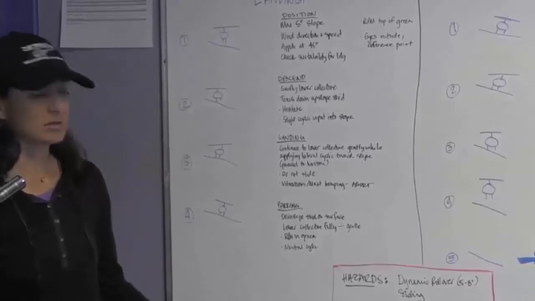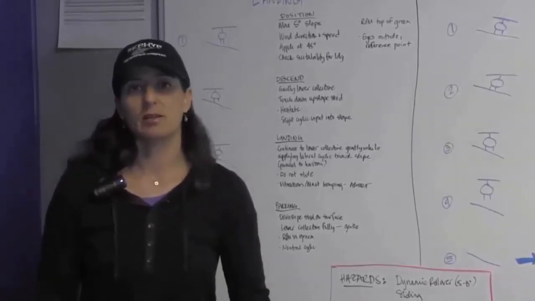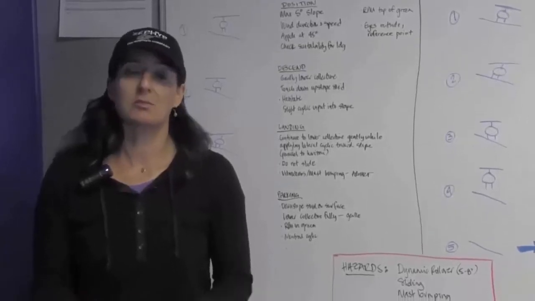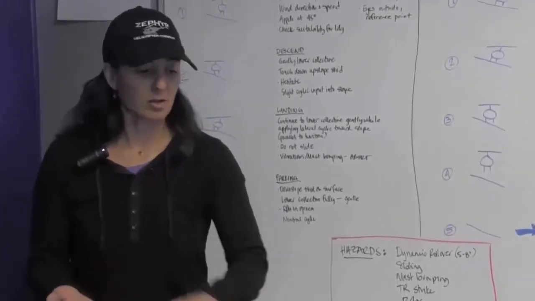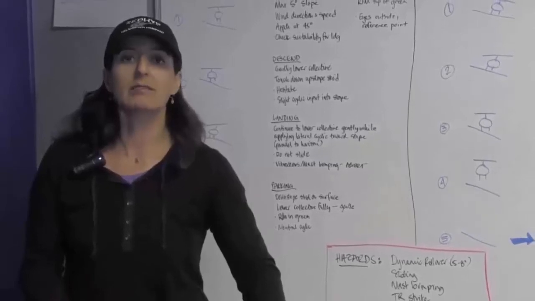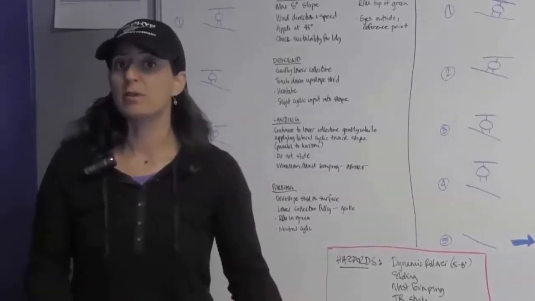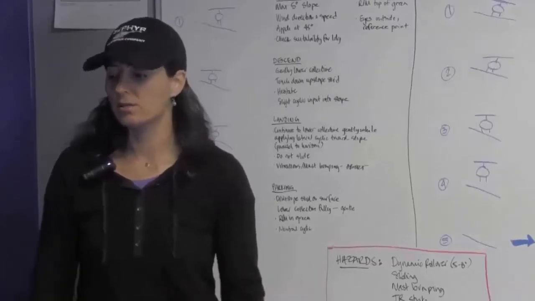The next is sliding. If you start sliding on a slope, that can lead to a dynamic rollover situation, because if you're skid sliding on a slope and then just to the downhill side of you, you have rocks or uneven terrain, that's going to provide the pivot point that could contribute to that.